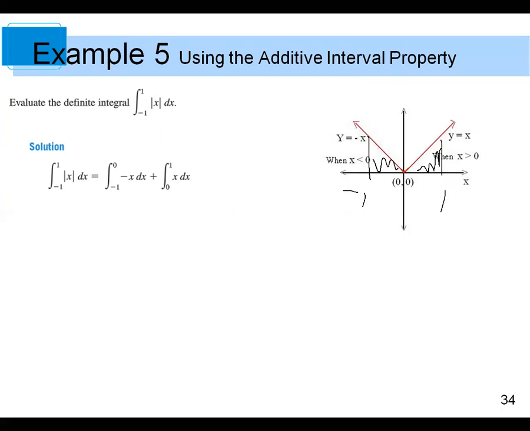Okay, I get that. But if I want to illustrate this property, I would have to split it up as the integral from -1 to 0 of -x, because that's the graph of this line, plus the integral from 0 to 1 of x, which is the graph of this line. So that's a half plus a half, which is equal to 1. Okay? And we could use the fact that these are triangles with a base 1 and a height 1.